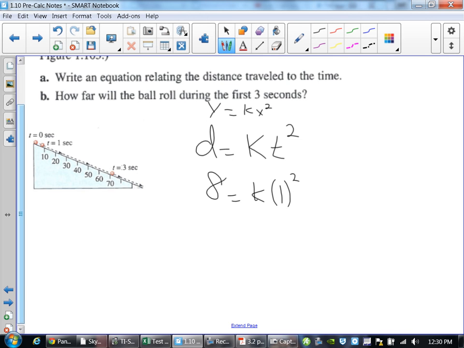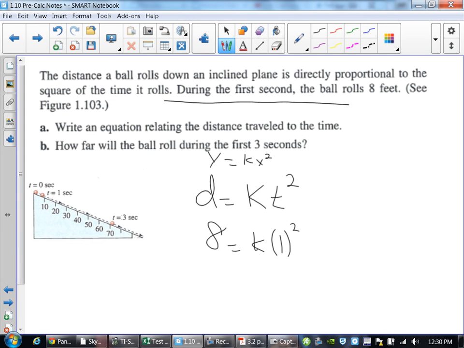Oh, I thought it was 3. Why, where are you getting 3? I'm looking at the first second, at this info right here. You have to do that first, because you're going to figure out the value of K. What's 1 squared? 1. What's 8 divided by 1? 8. So what's K? 8. So D equals 8T squared, and you put 3 in it.